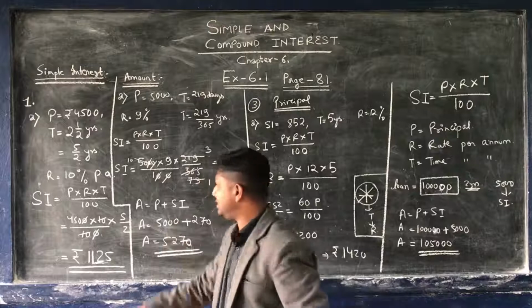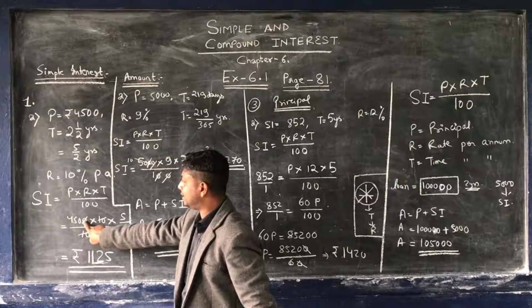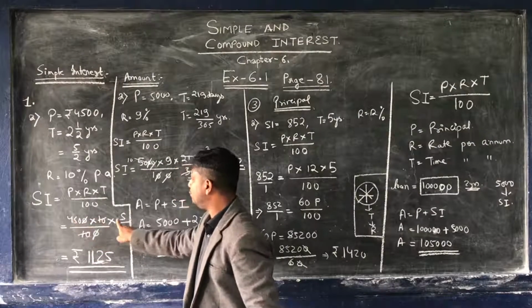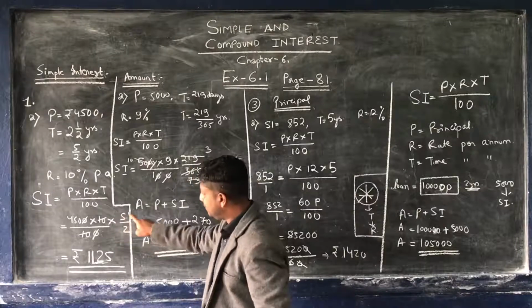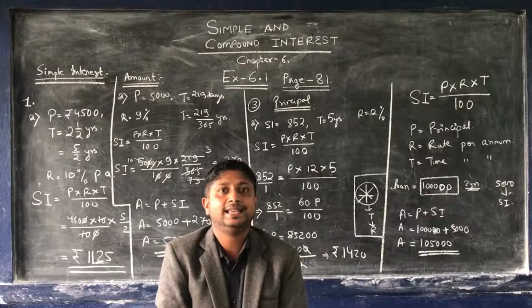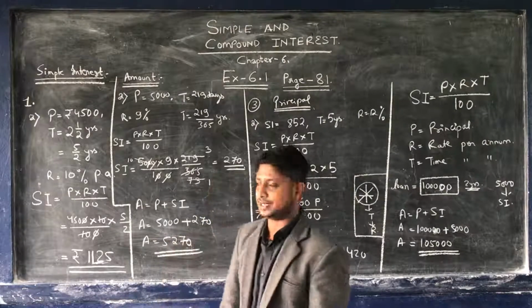Okay. Now as you can see, what have I done? I have struck out this 0 and this 0. Then this 10 and this 10 are struck out. So 450 into 5, 2250 divided by 2 is 1125. 1125 is the simple interest.